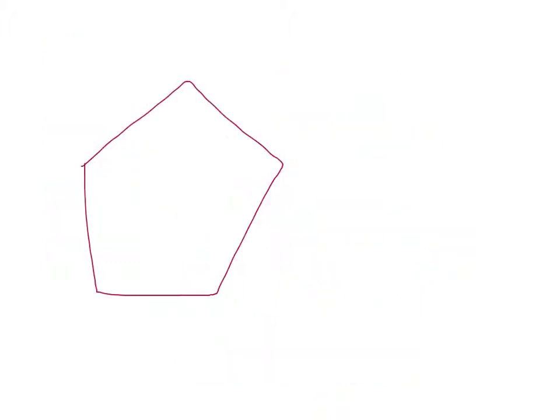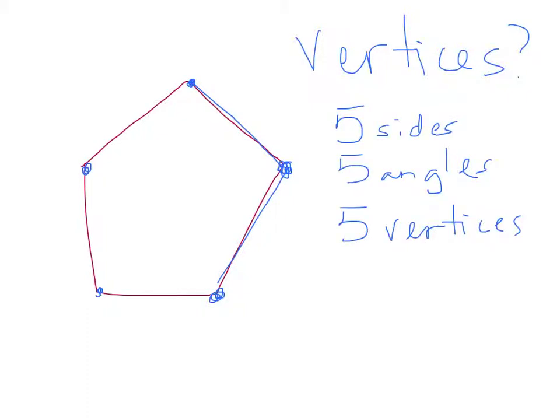Now we're going to look at this pentagon for the next part. Do you remember talking about vertices? A vertice is where 2 lines meet. This is the vertice right here. Okay, so let's count the vertices of the pentagon. 1, 2, 3, 4, 5. So we see here with the pentagon there's 5 sides, 5 angles, and 5 vertices.